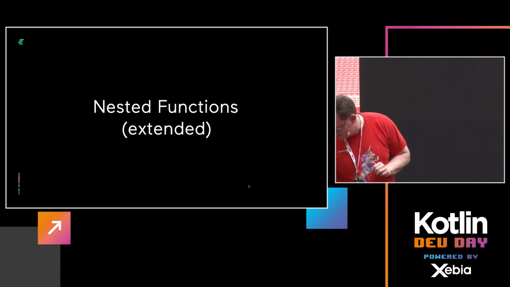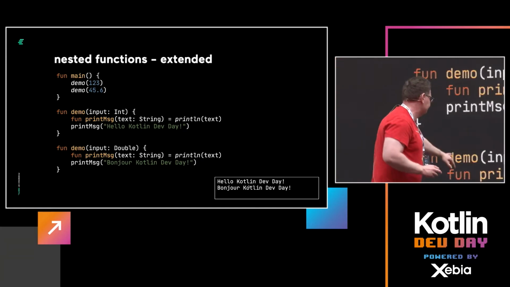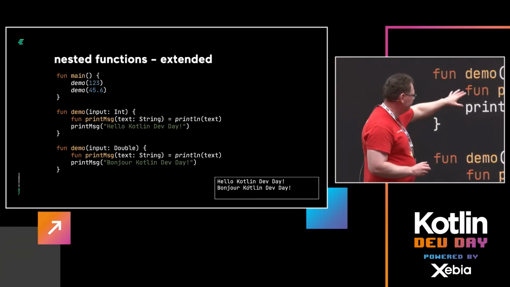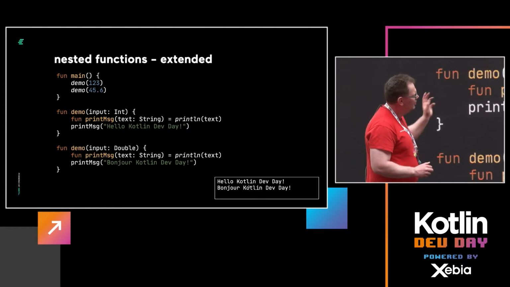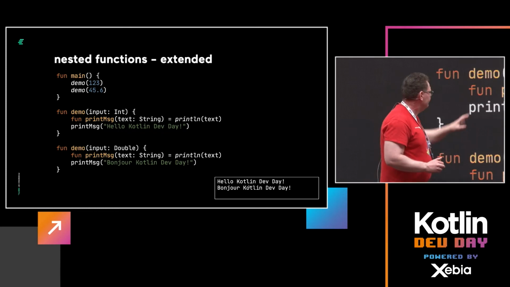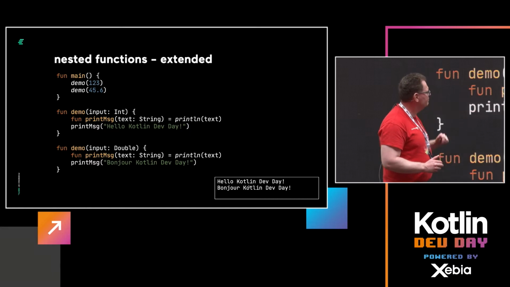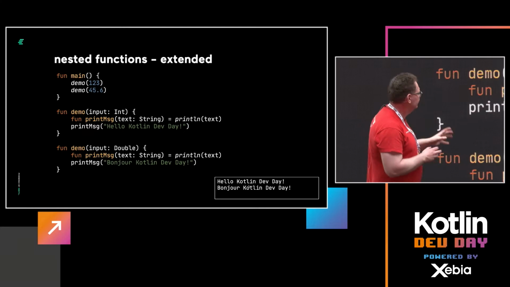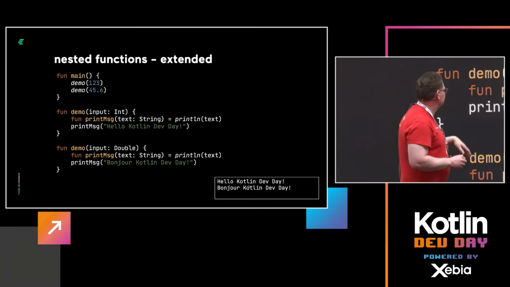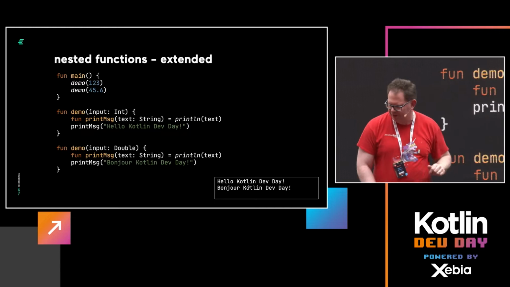And that leads to an interesting question. What happens if you have two functions with the same name that both have a nested method called printMessage? You see here, we've got two functions called demo, one that takes an int, one that takes a double. Both of them have a nested function called printMessage. So it can't call them both demo$printMessage. When I saw this, I expected it would be like my days of C++, where we would have something like demo$bigI for int $printMessage and demo$bigD for double $printMessage.